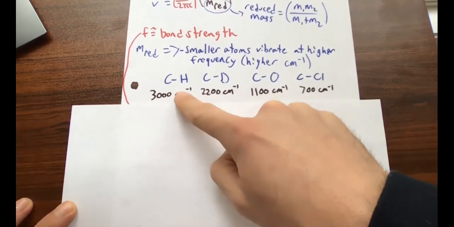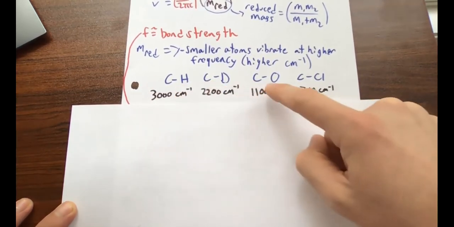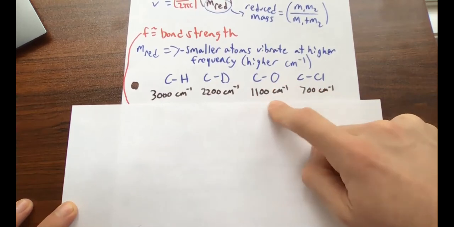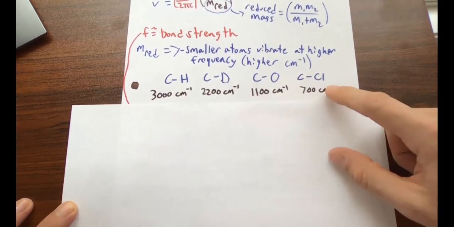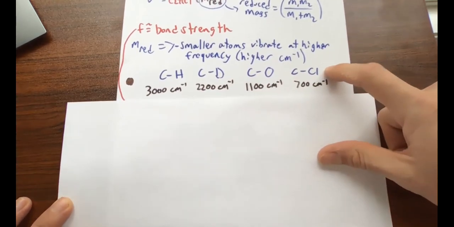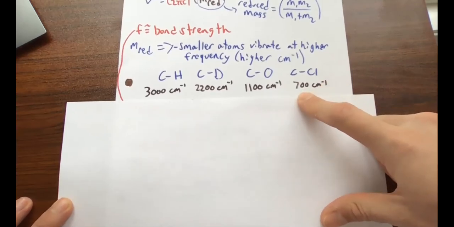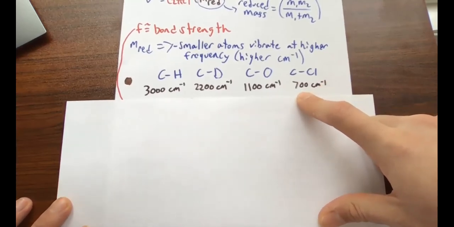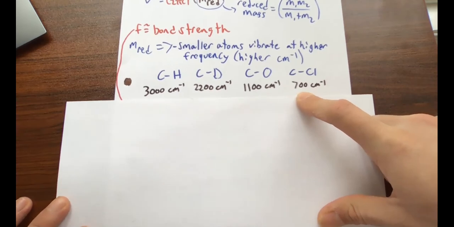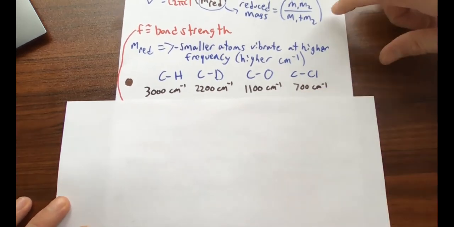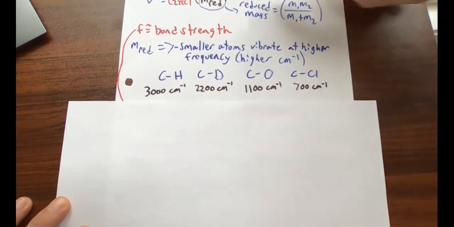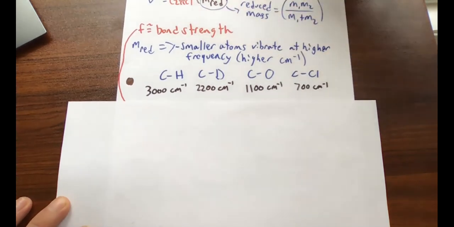Going from 1, which is the hydrogen, to oxygen changes the frequency even more to 1100, and going down to the chlorine, Cl, brings it all the way down to 700 wave numbers. So the reduced mass can have a huge effect on the frequency, because as you increase the reduced mass, it's in the denominator, so the frequency goes down.